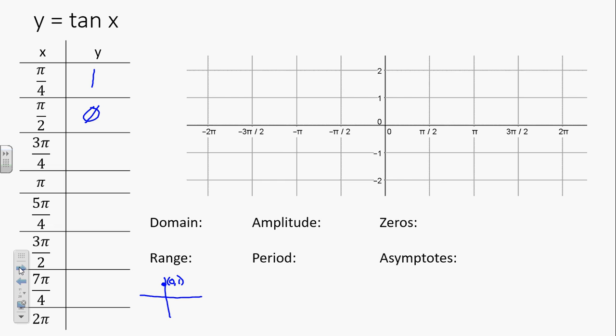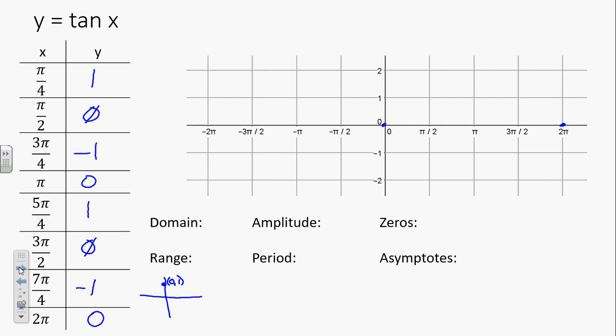Okay? At 3 pi over 4, negative 1, because we're in the second quadrant. Tangent's negative there. What about pi? 0. 5 pi over 4. Positive 1 this time because we're in the third quadrant and tangent's positive. And then 3 pi over 2. Undefined again. 7 pi over 4. And 2 pi. 0. And 2 pi is going to be the same as 0. So we know we'll be at 0 in both 2 pi and 0.